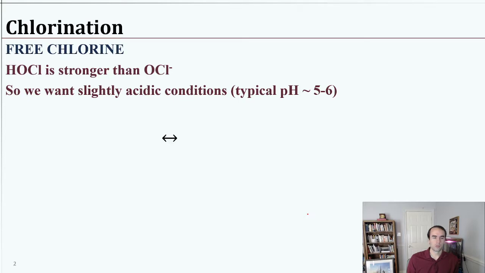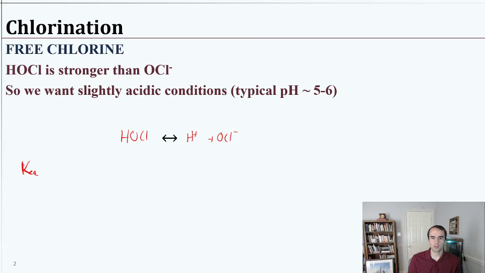Okay, so regarding free chlorine, I mentioned a minute ago, HOCl is the stronger chemical than OCl-, so we often will aim to operate at a pH of 5 to 6 range. And in terms of our equilibrium chemistry, this is going to look like this. HOCl is going back and forth with H+ and OCl-. And this is going to have an equilibrium constant. You could write it KEQ. Let's do uppercase K.